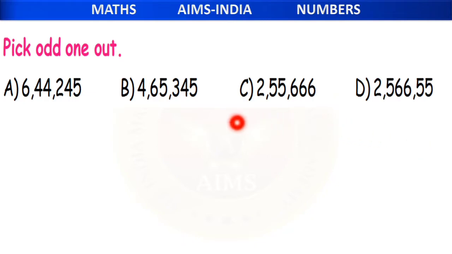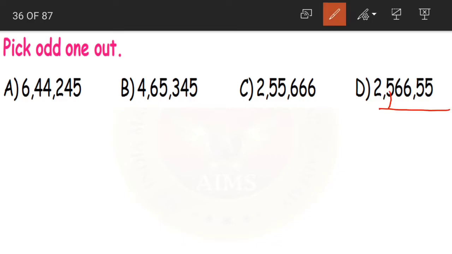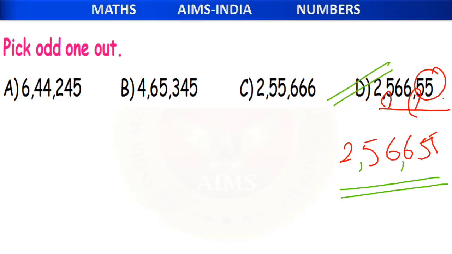Next question. Again, pick the odd one out. Now 6,44,245, 4,65,345. Option C, 2,55,666. And option D, yes, look at the commas here. The commas are not placed correctly. First, the comma should be placed after three digits. Yes, so here and then after two digits here. So this should have been the correct way of placing commas. So option D becomes our odd one here.